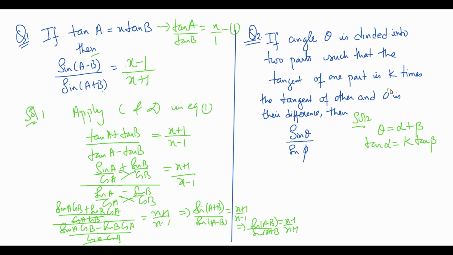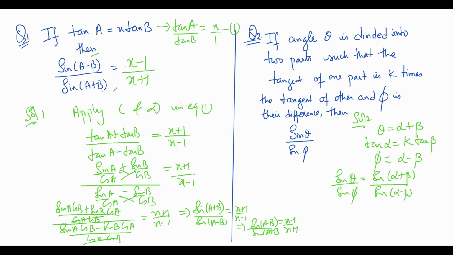And phi, sorry, this is phi. Phi is their difference. So what I am writing here: phi is equal to the difference of those two parts, those are alpha and beta. Now what do you have to find out? You have to find out sine theta upon sine phi. Sine theta is sine of alpha plus beta, and sine phi is sine of alpha minus beta.